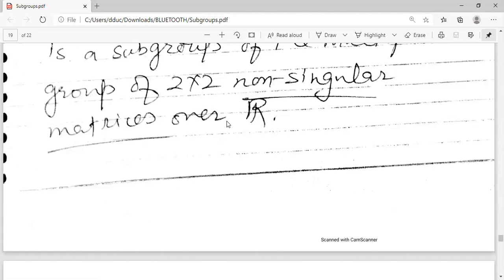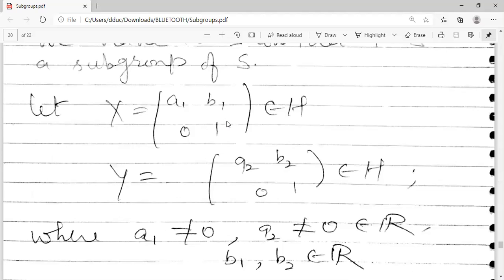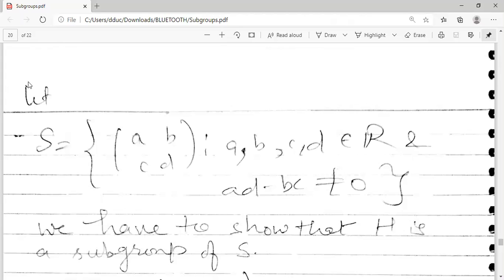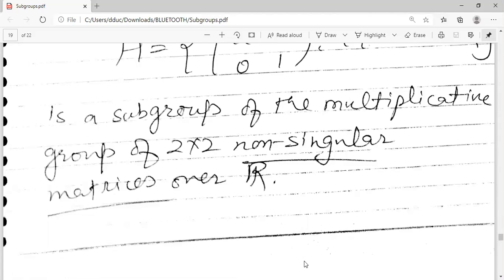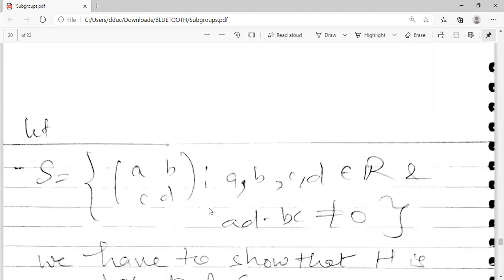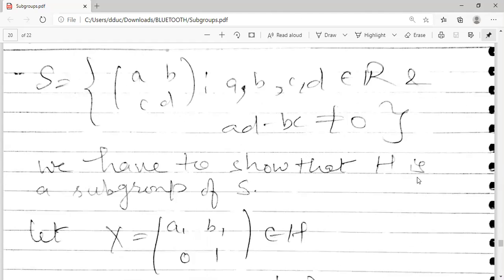So let's see. Let S be the group given to you here, the group of 2 cross 2 non-singular matrices over R. That is, matrices (a, b; c, d) where a, b, c, d are real numbers and ad minus bc is non-zero, since non-singular means the determinant is non-zero. So this is your group, and we have to show that H is a subgroup of S.